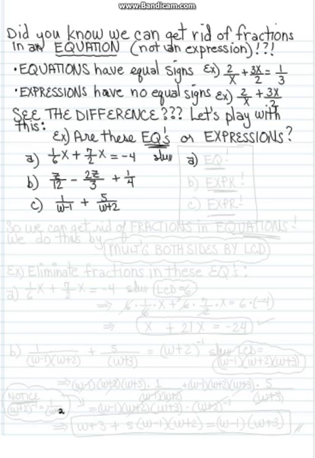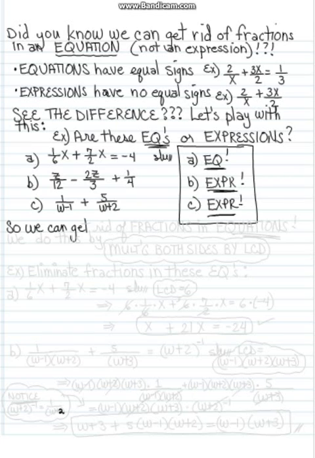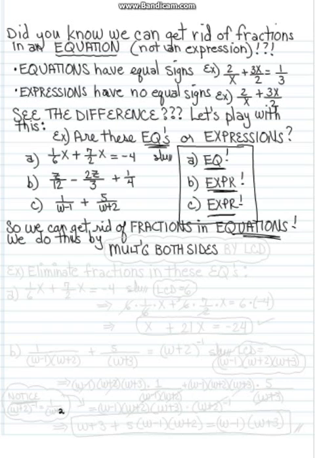Now, solution. The first one has fractions, but it also has an equal sign. That equal sign makes it an equation. Part B and Part C have no equal signs. Those are only expressions. We cannot eliminate fractions in expressions, only in equations. Okay, so we can get rid of fractions in equations. If you have fractions in the statement with the equal sign, you can get rid of them. We do this by multiplying both sides of the equation by the least common denominator of all the fractions. So you examine all the denominators, all the bottoms, and come up with the least common denominator.